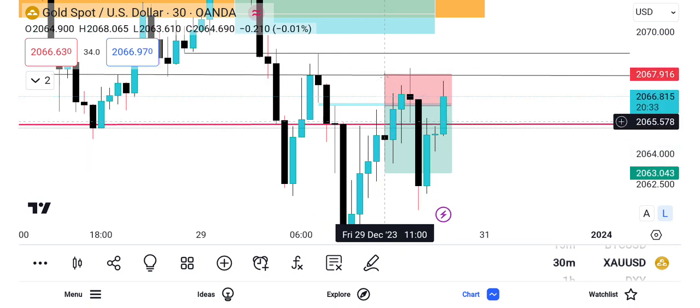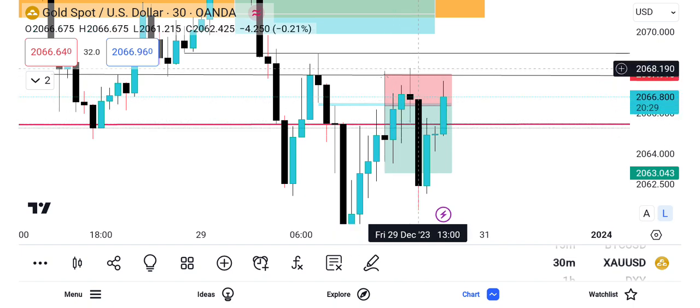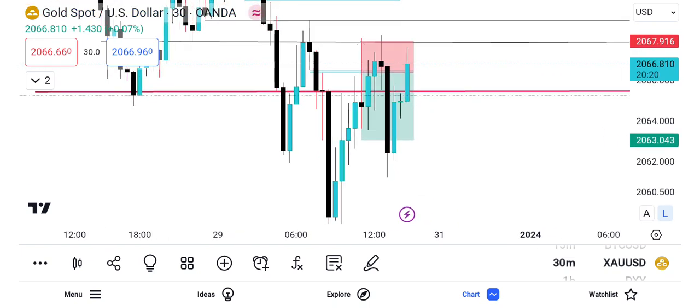Then we had this retracement higher, also rallied back to the 3-hour fair value gap. Then you can see this huge drop down.